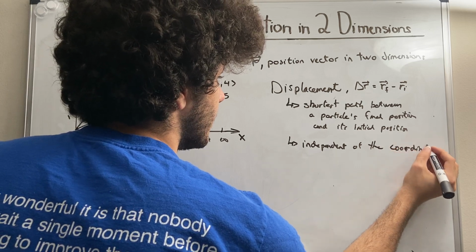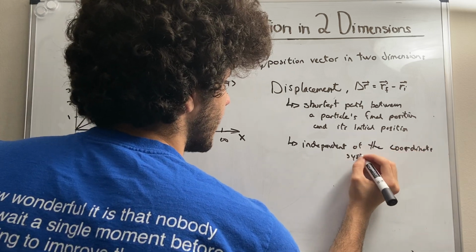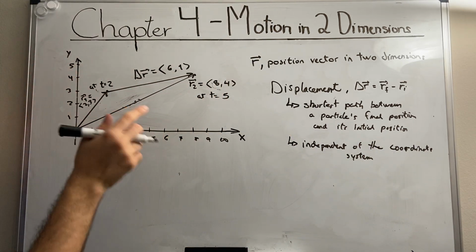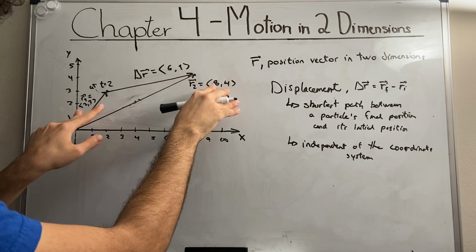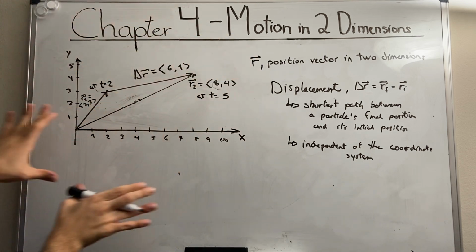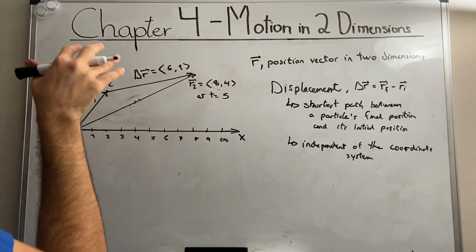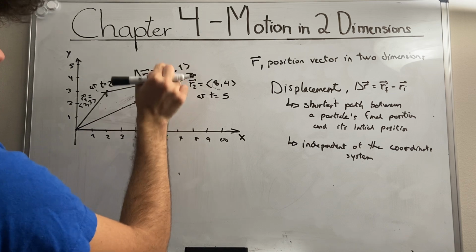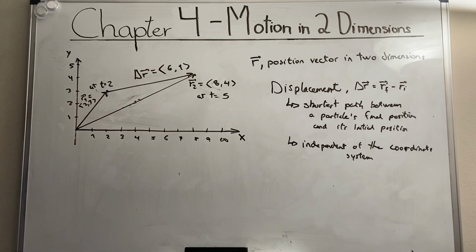And what does that mean? That actually means that regardless of where the coordinate system was, we would always have a displacement of 6, 1 for these two specific vectors, right? Yeah, exactly. That's pretty much it.